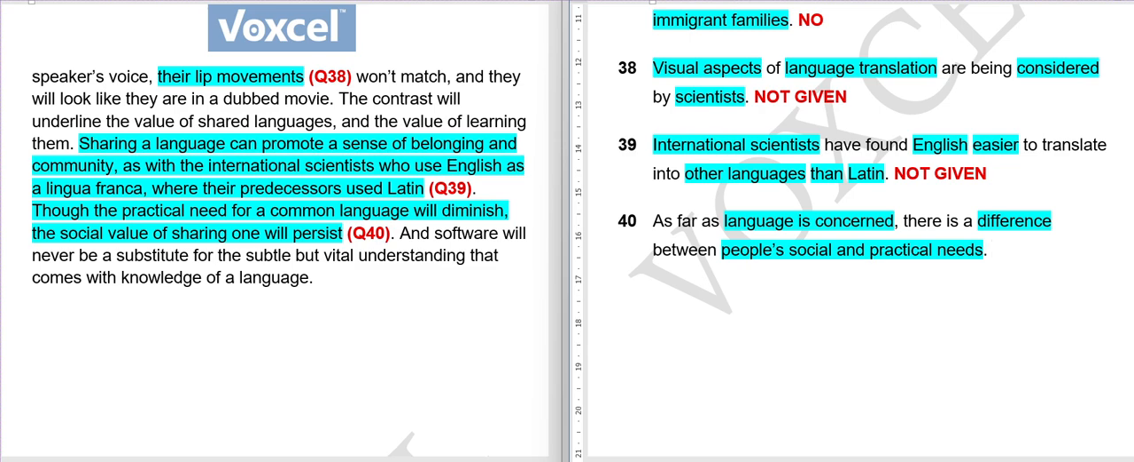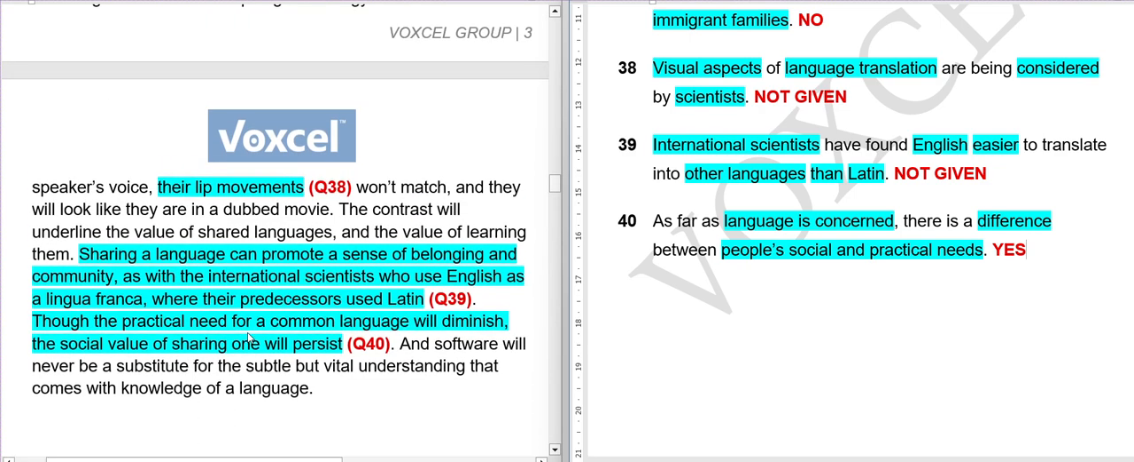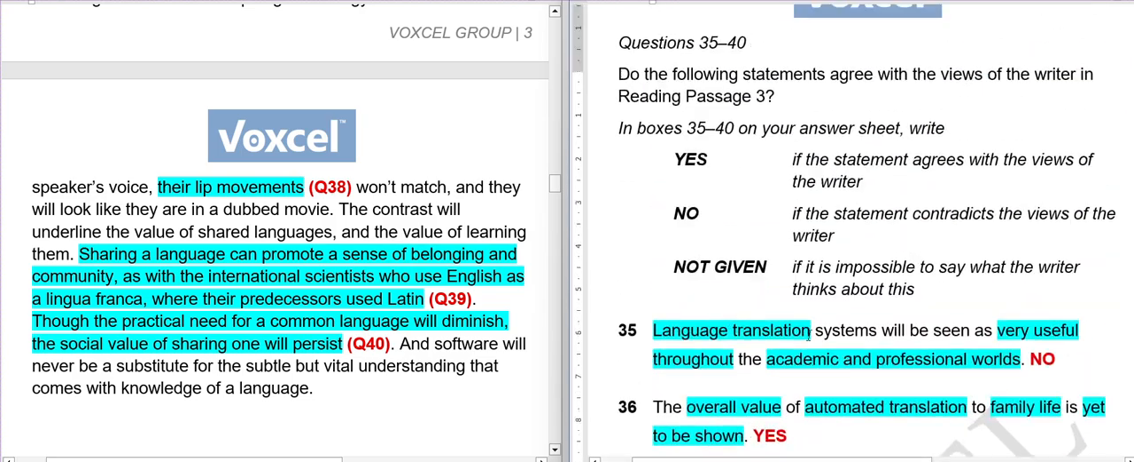And your time's up. And our answer to this is yes. I hope it is quite clear. So there is a difference. Yes, they are saying that though practical need will diminish, social value will persist. There is some difference according to that. So that's it for this one.